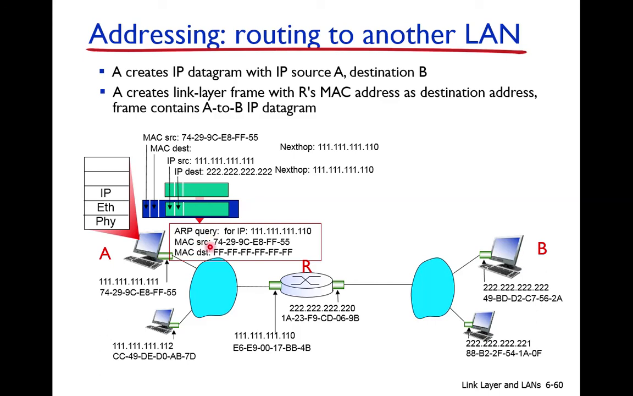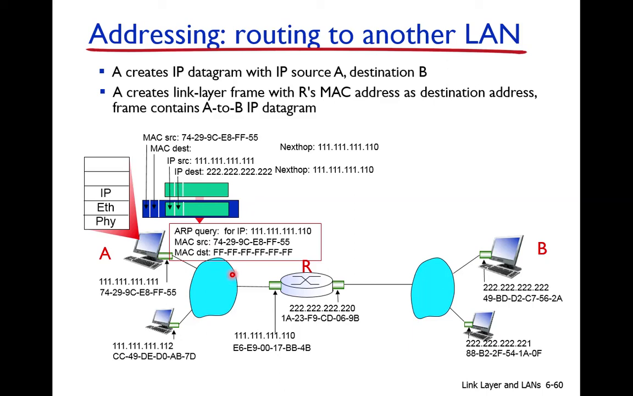The MAC source address will be the MAC address of A, because this message is generated by host A, so the host A MAC address becomes the MAC source address of this ARP query. You can see it: 74299CE8FF55. This is the Ethernet address of A. And the MAC destination will be broadcast, because it doesn't know that, so it will be sent to all the nodes in the LAN.